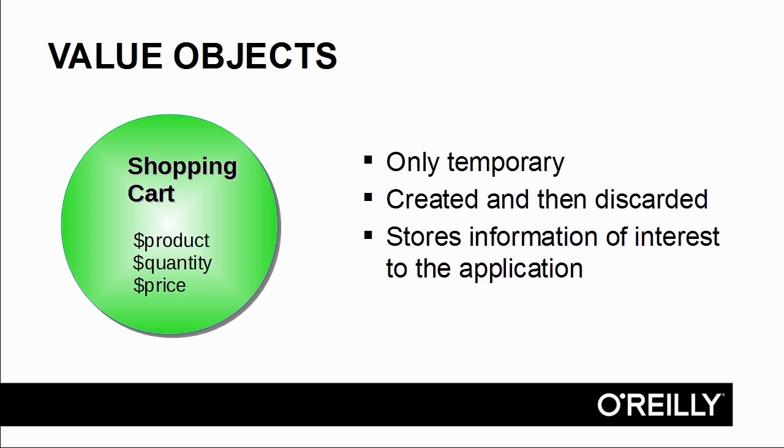Value objects, as mentioned, are only temporary. The example that we mentioned earlier was shopping cart. Shopping cart might contain references to products, quantity, and price. When we say created and then discarded, what this means is that the value object is created during a software request cycle, and then at the end of the cycle, it's simply not stored. It has information that's of interest during the current software cycle.